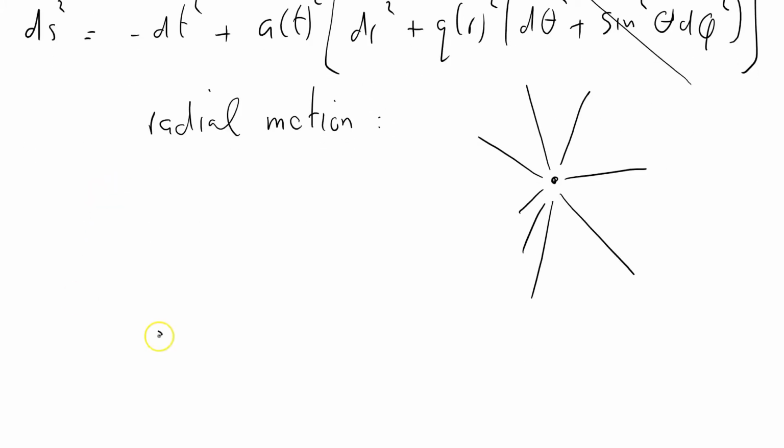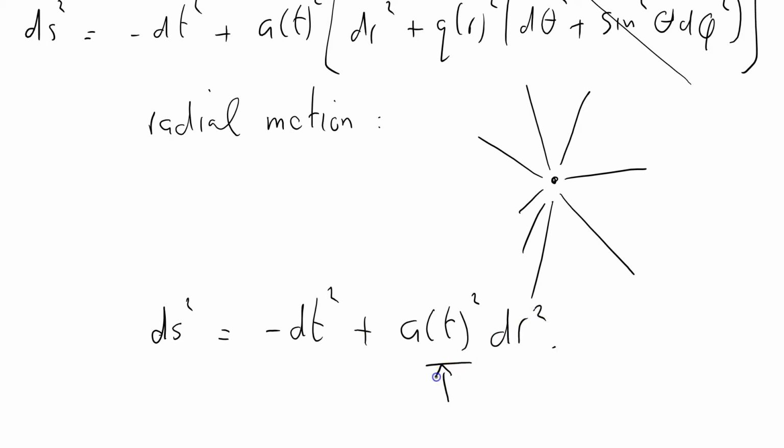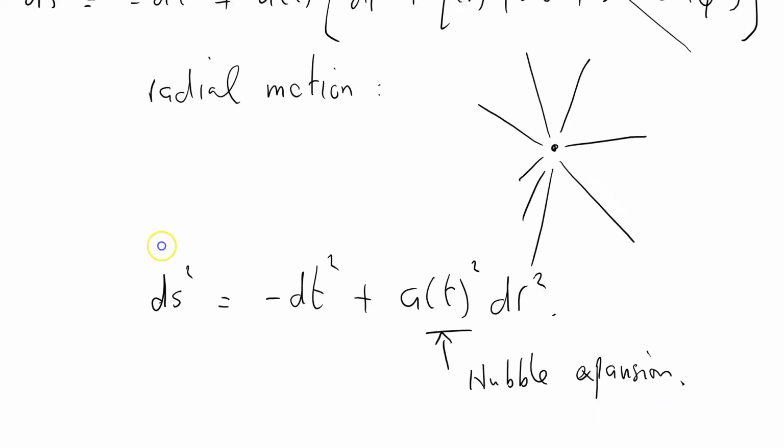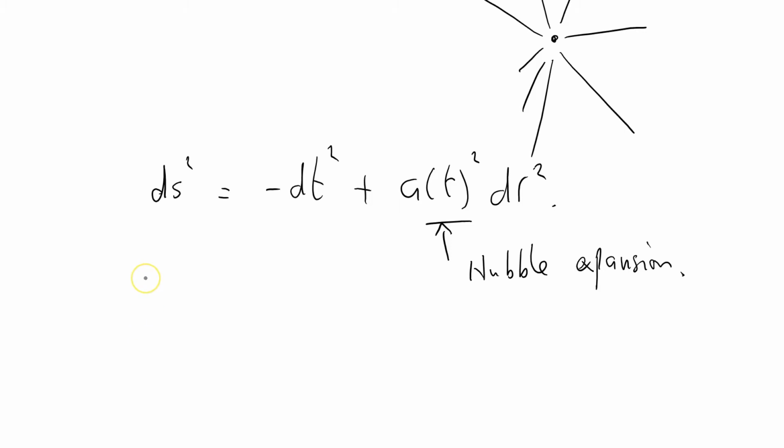Okay, so what have I got? I've got that ds squared equals minus dt squared plus A of t squared dr squared. This thing here being Hubble expansion. And so that means, of course, that the simplest thing to consider is light, I guess radial light as well, for which, of course, ds squared equals 0.